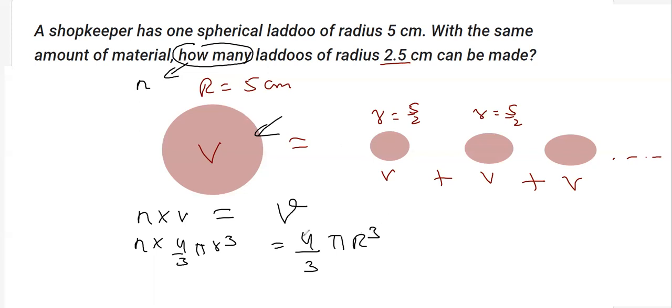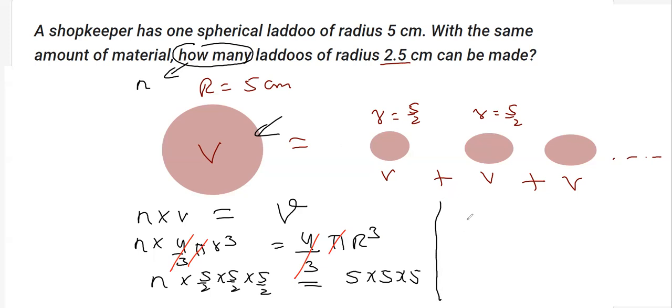Very important to remember, we are using small r and capital R, and they shouldn't get intermixed. Small r represents the small laddoo and capital R represents the bigger, original laddoo. As I can see, 4 by 3 and 4 by 3, even pi and pi, get cancelled. Now we are going to replace these values. I write n, and small r replaced with its value, 5 over 2. So this is 5 over 2 multiplied by 5 over 2 multiplied by 5 over 2, and that is equal to capital R cubed, which is 5 into 5 into 5.